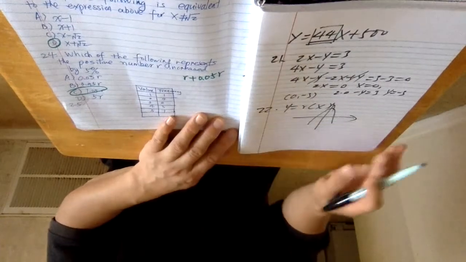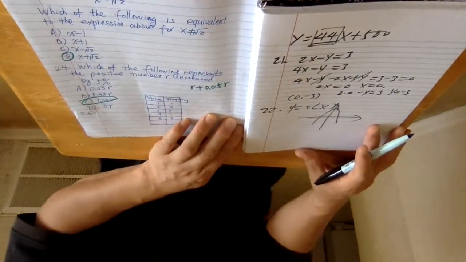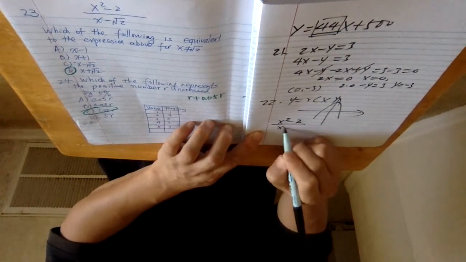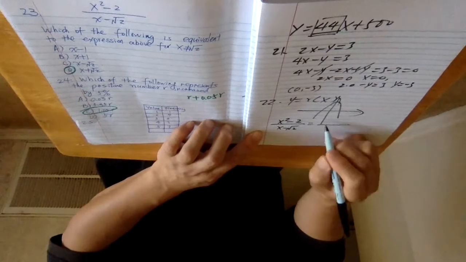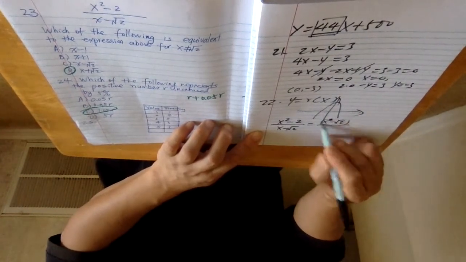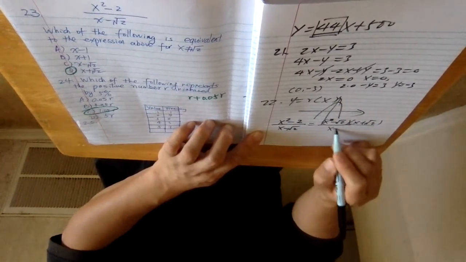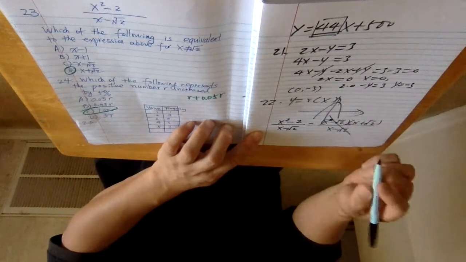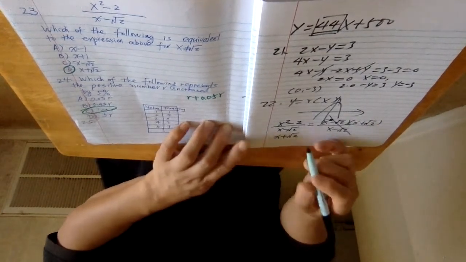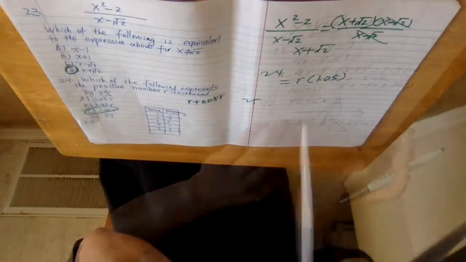Number 23. Which of the following is equivalent to the expression x squared minus 2 divided by x minus square root 2? So x squared minus 2 will be x minus square root 2 times x plus square root 2. X minus square root 2 cancels out, so x plus square root 2. So the answer is going to be the one left over here, x plus square root 2.